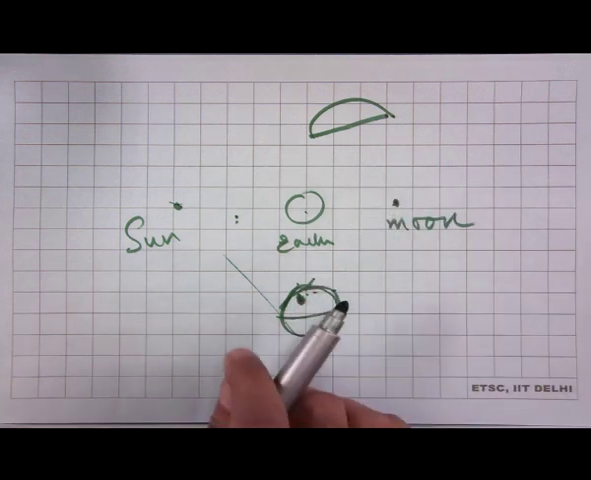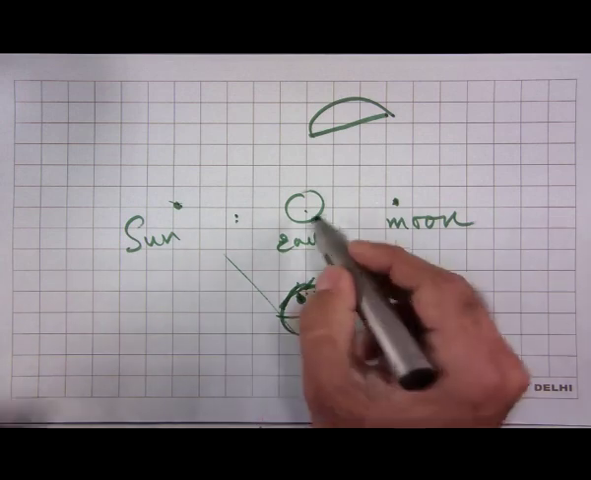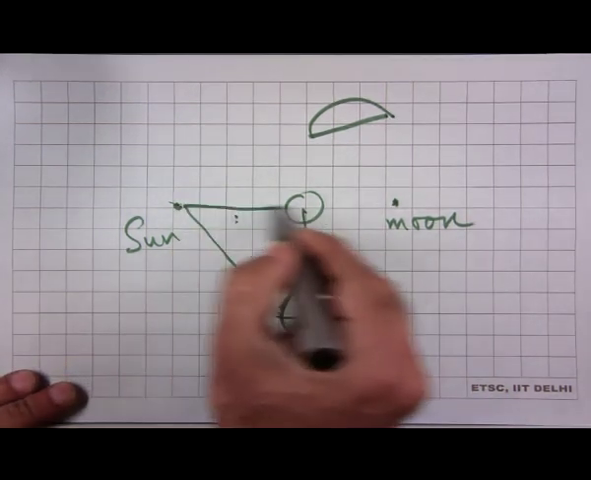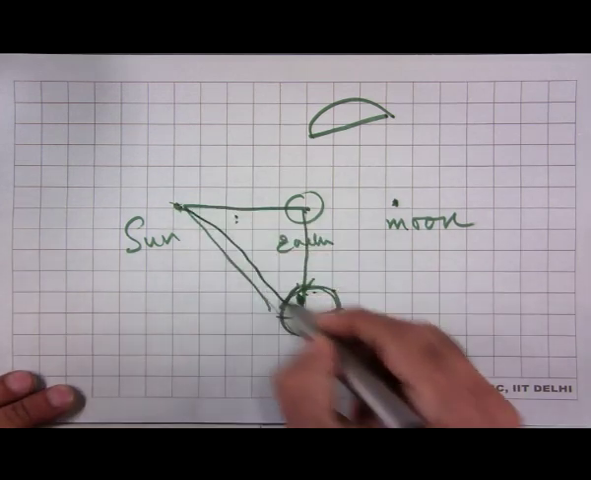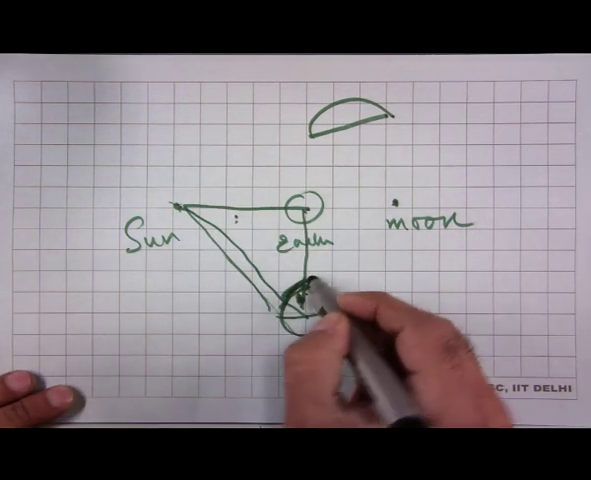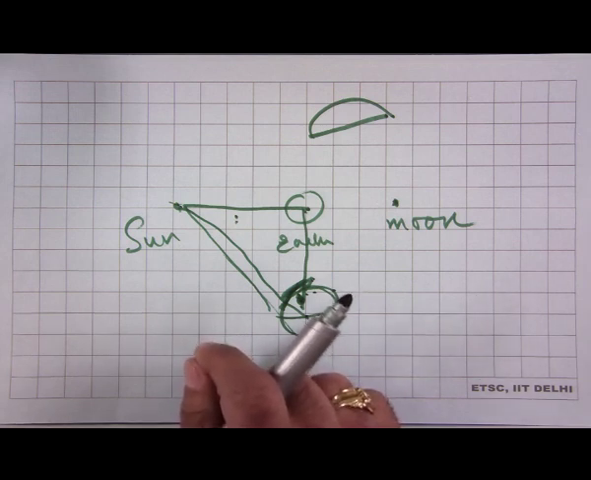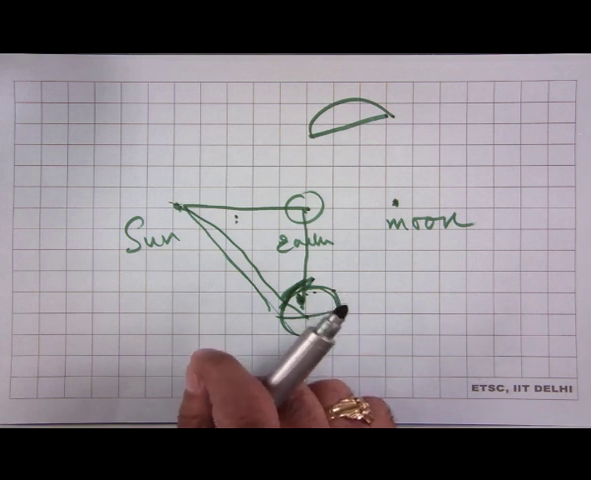Now this estimate was done by Hipparchus. So Hipparchus said that this should be 90 degrees here and this is what I have. So all that I need to know is this angle. If I know this angle very precisely, I should be able to estimate the Moon-Earth distance. Is that okay? Or at least the ratio.